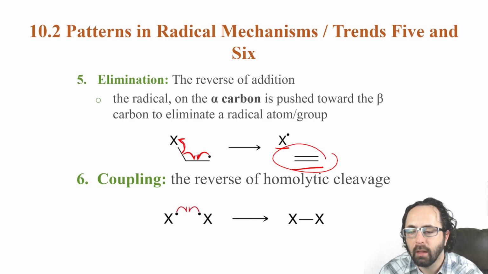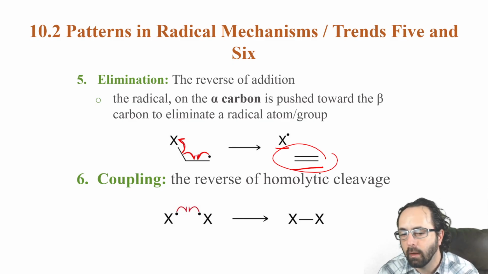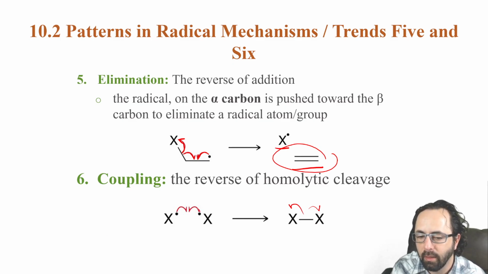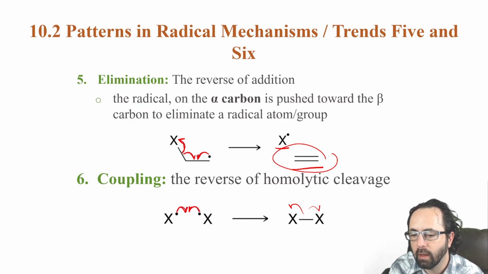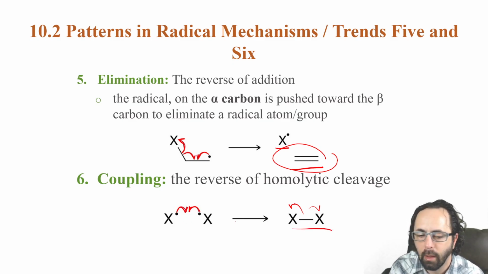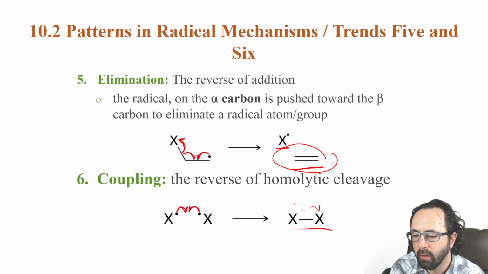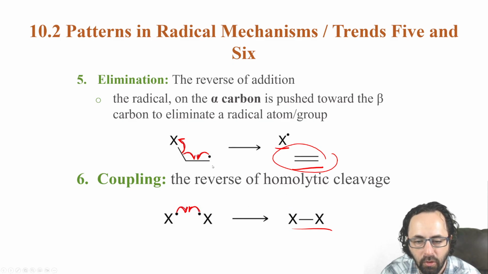Okay. Finally, coupling. Coupling is the opposite of homolytic cleavage. Whereas in a homolytic cleavage, the single bond would break and we'd get a single electron on each atom, here we're actually doing the opposite: these 2 electrons are coupling, and these 2 electrons are going to create a bond between the halogen atoms. And so in the opposite direction, it involves the breaking of that bond, exactly the opposite of what we observed.